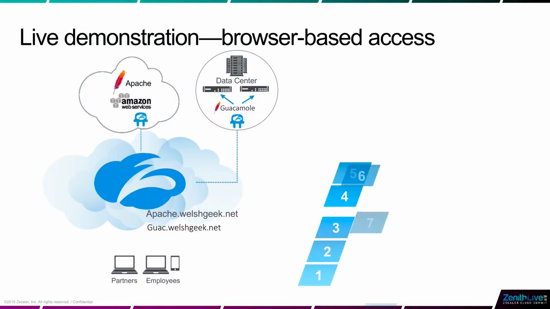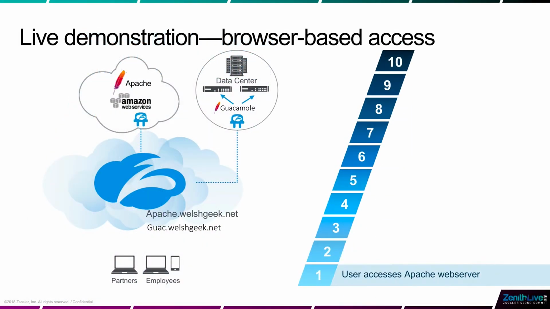So the premise of this is that we're going to give access to applications without the need to install a client. This is all done through our browser-based access service. So in this example, I've got an Apache web server running in AWS. It's also running in my data center. And so what's going to happen is the user is going to access the Apache web server. It's going to resolve to the Zscaler cloud. And we're going to use the Zscaler Private Access service to connect the user to the application.